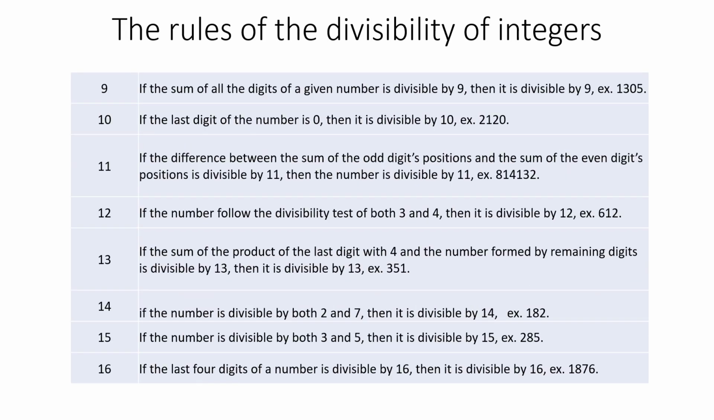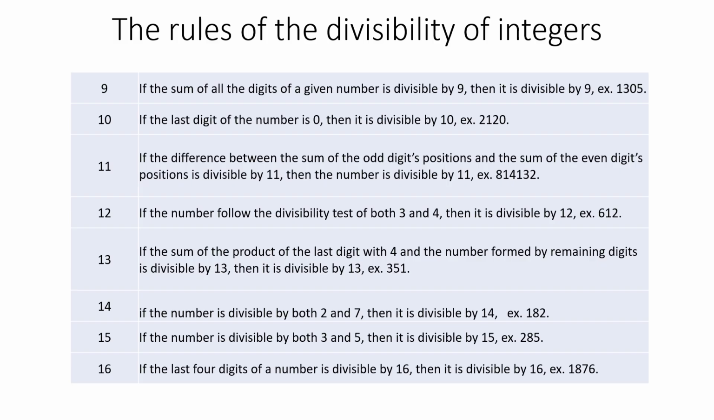So now for 9, if the sum of all the digits of a given number is divisible by 9, then it is divisible by 9. Basically the same as 3. For 10, if the last digit of the number is 0, then it is divisible by 10.